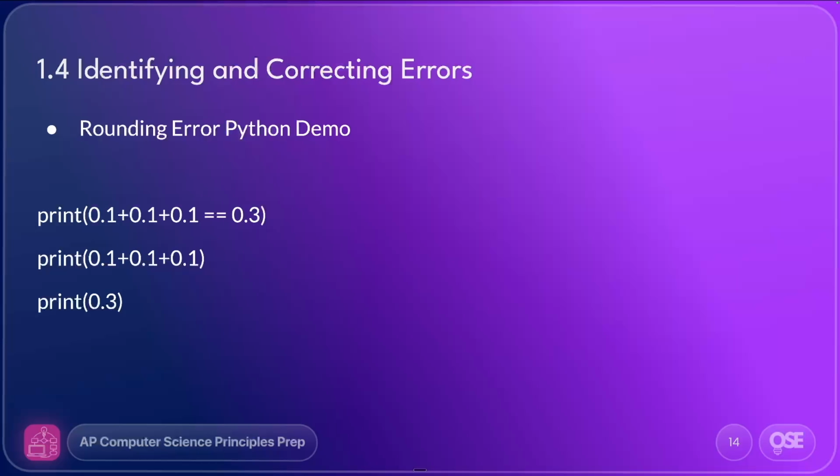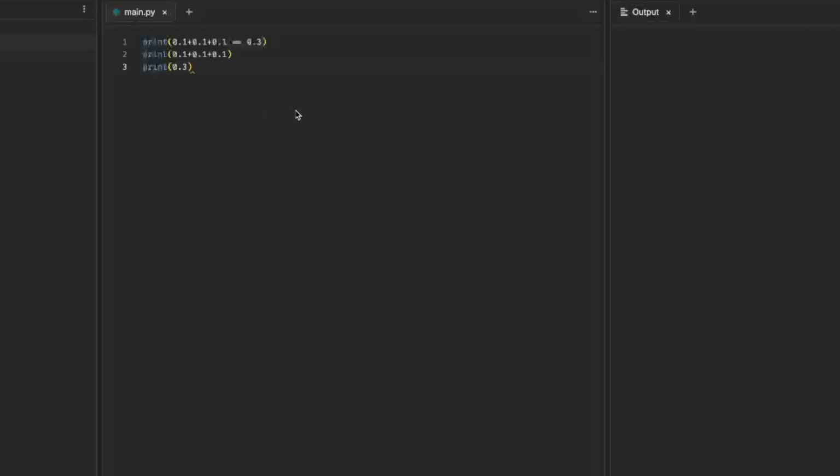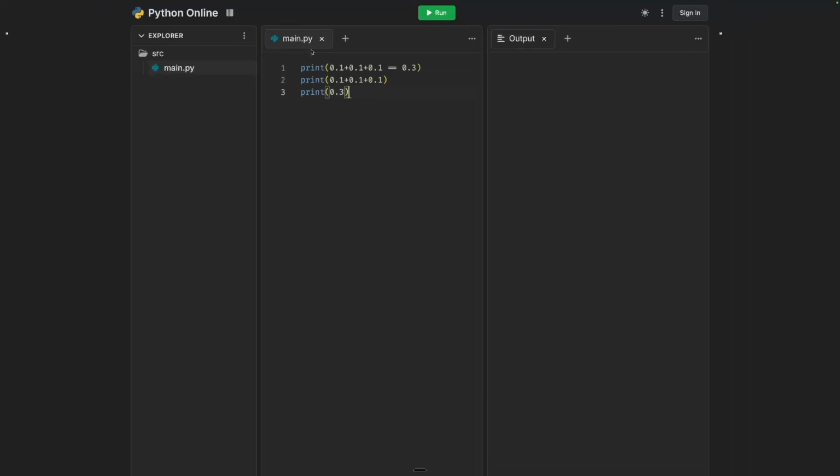So here is an example of a rounding error in Python. When we try to run this code segment, 0.1 plus 0.1 plus 0.1, that should be 0.3, right? That should be 0.3, but let's run it. And we get false. That's because Python actually rounds these answers. So we don't get 0.3, we get 0.3, bunch of zeros, and then a 4 at the end. So that's called a round-off error.